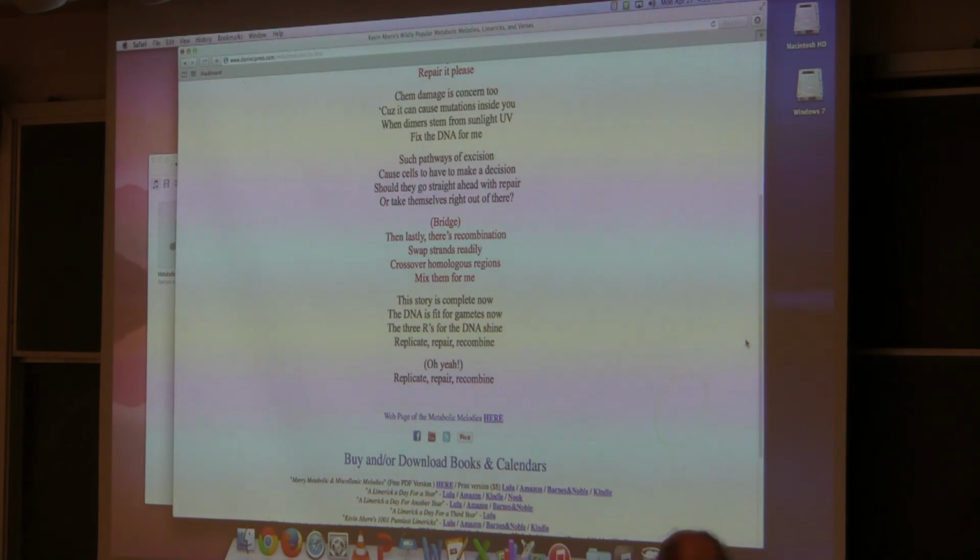This story is complete now. The DNA is fit for gametes now. The 3 R's for the DNA shine. Replicate, repair, recombine. Oh yeah. Replicate, repair, recombine.